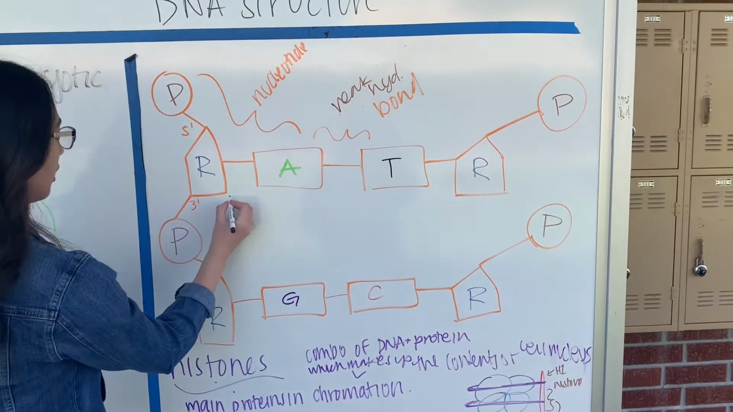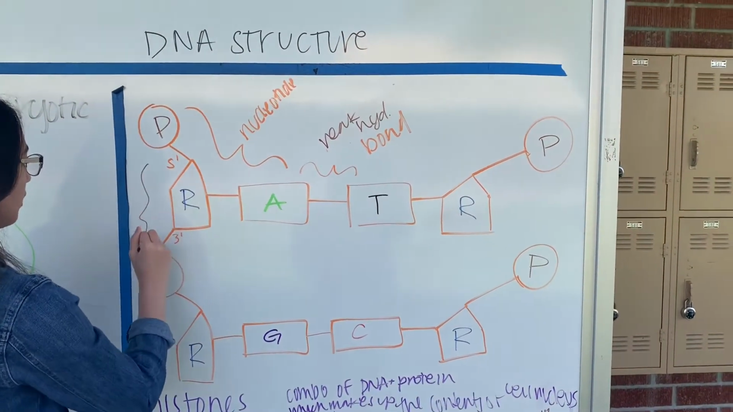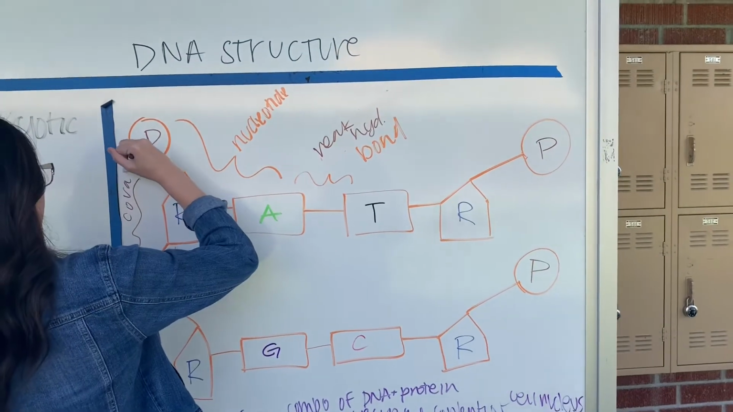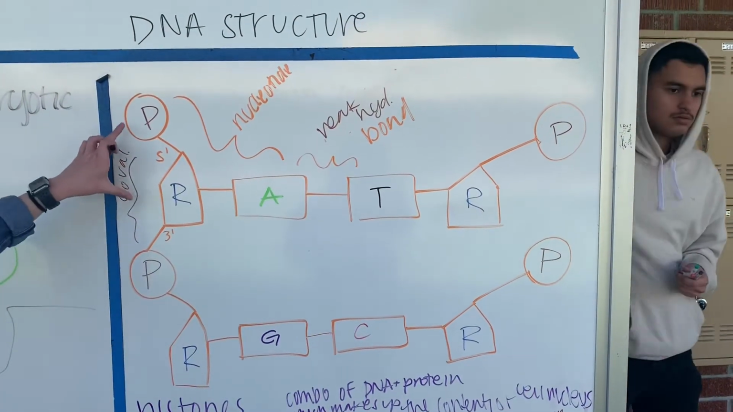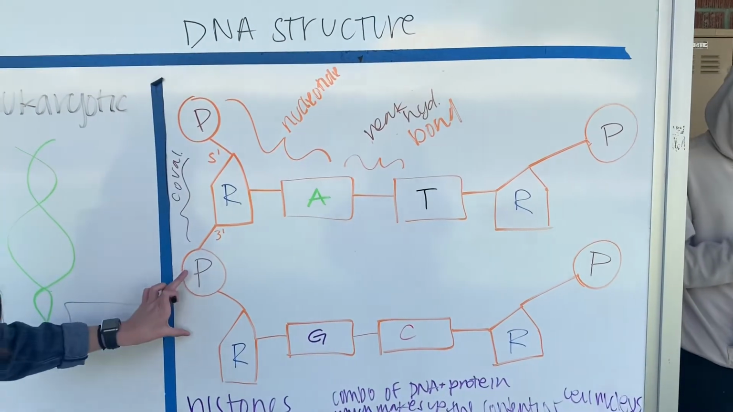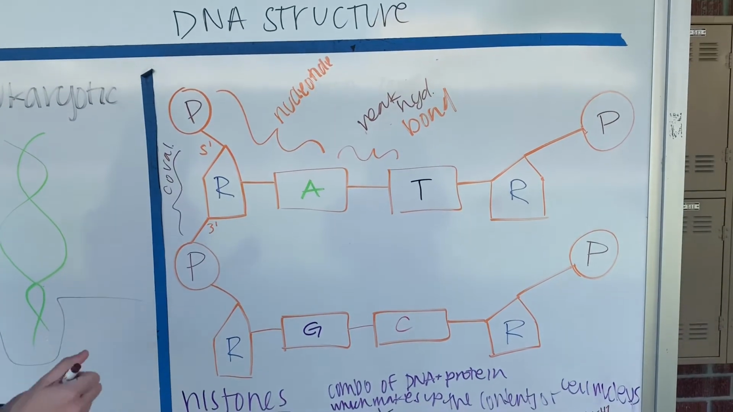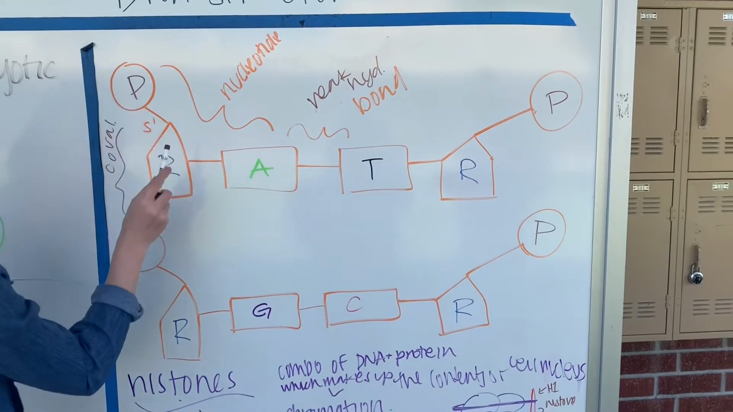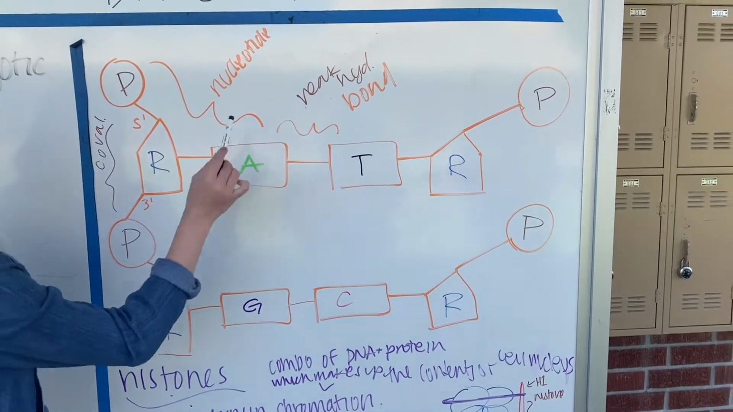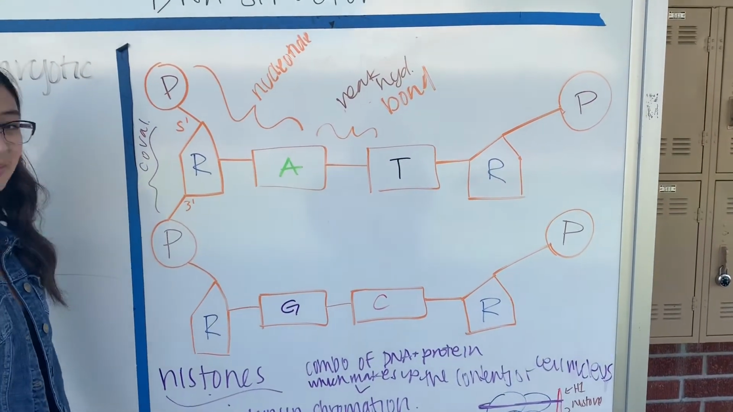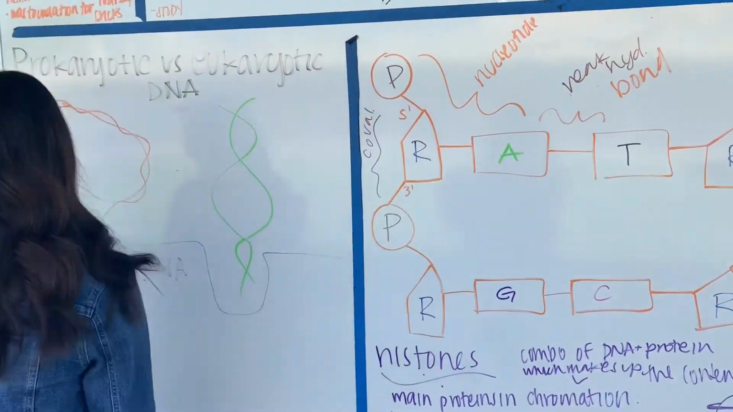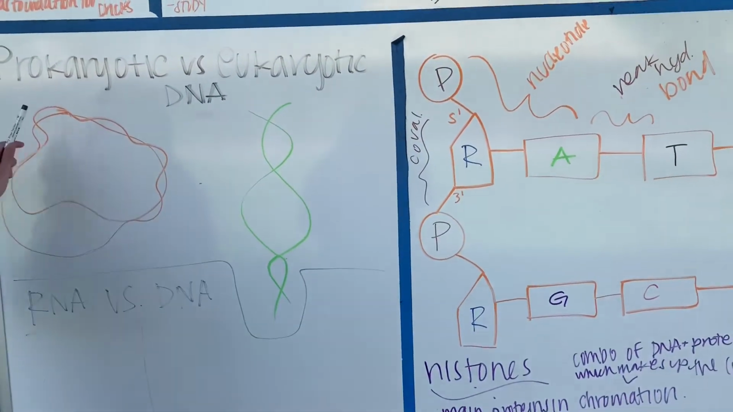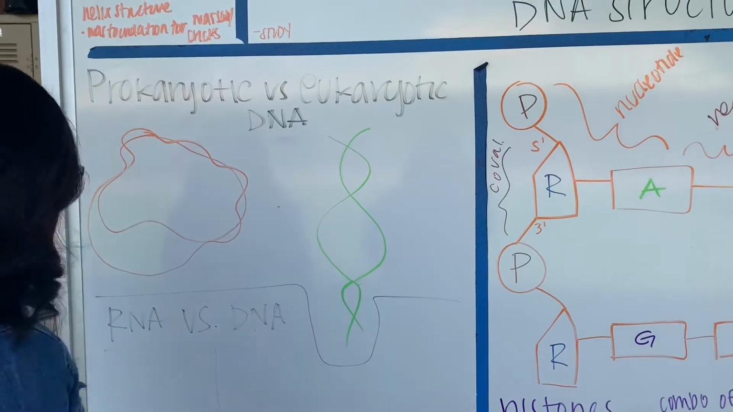And these are called covalent bonds, which hold a new ladder with another ladder of bases of DNA. And a phosphorus, a sugar, and a base is called a nucleotide. So this is our prokaryotic and eukaryotic DNA.